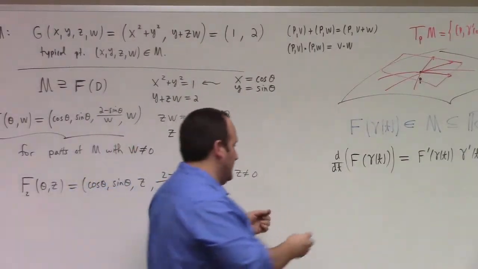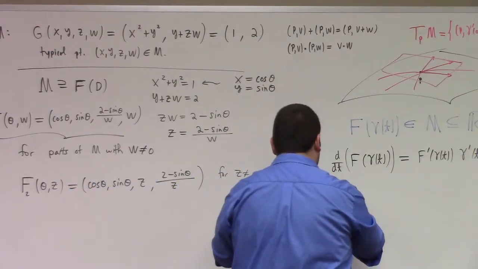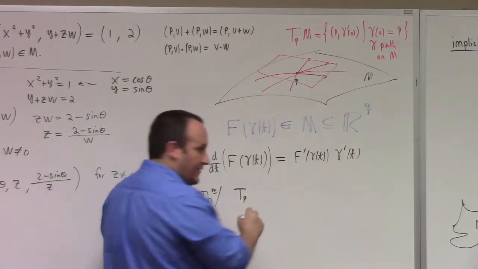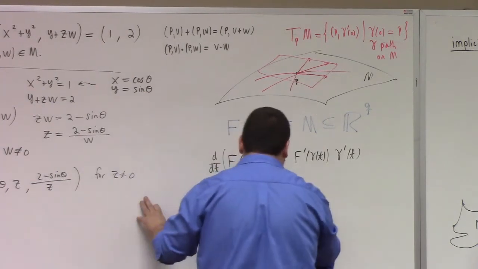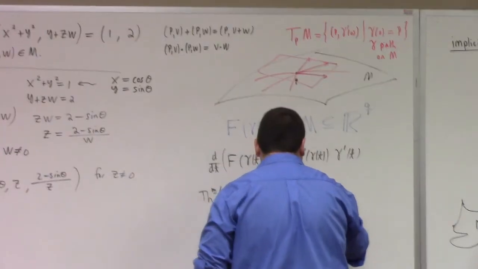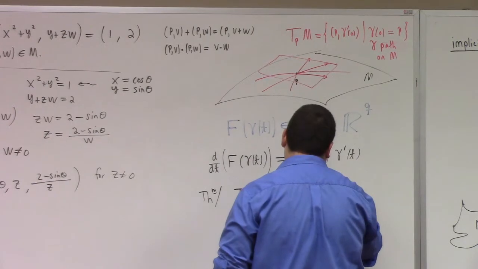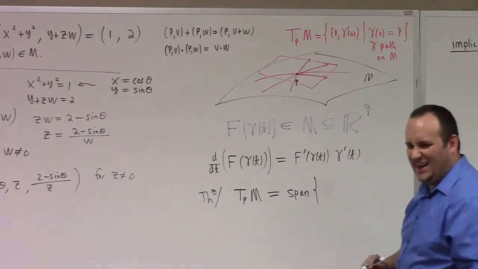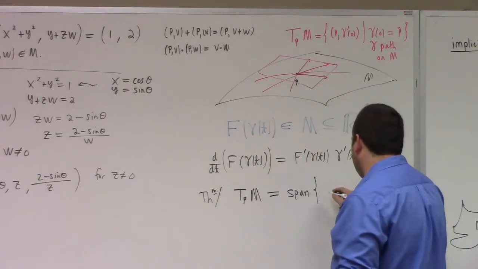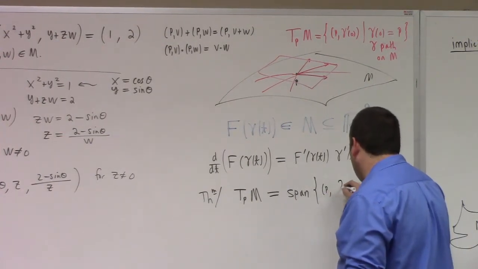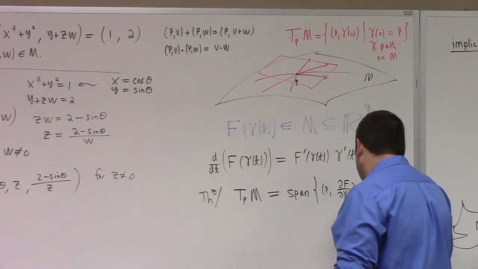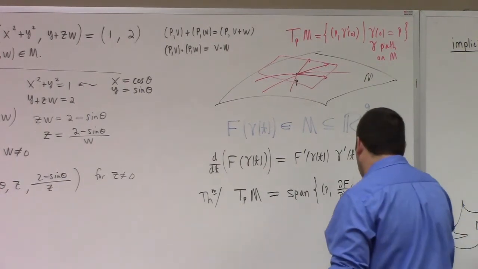So there's a theorem, though. The theorem is simply this. If I want to form the tangent space to M at P, then I can just take the span of, say, partial F, partial xi, at the point P.